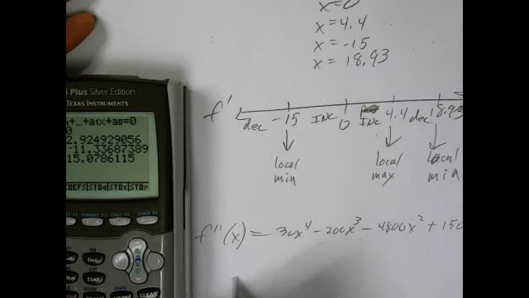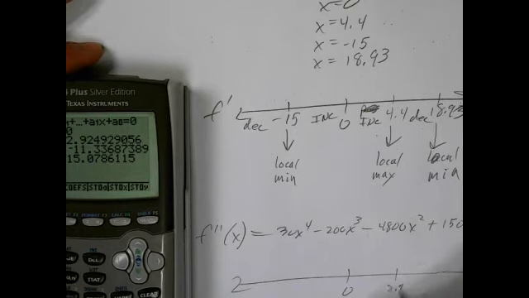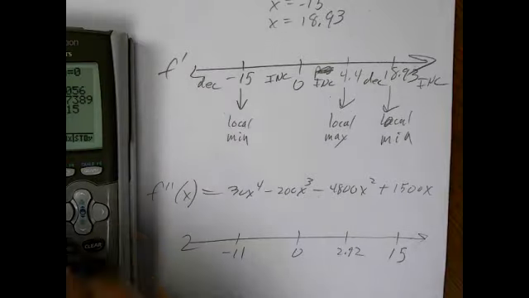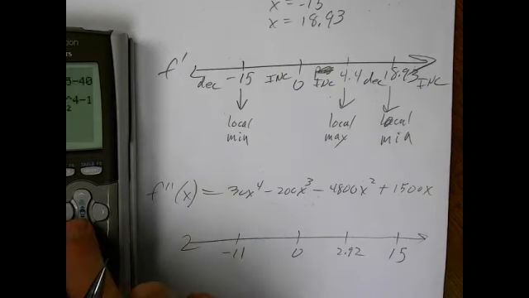And this time, let's go ahead and draw the number line, save some trouble. I'm going to be looking at a 0, a 2.92, a -11, and a +15. So go back to the y equals screen. Again, got to quit the root finder. Go back to the equal to.